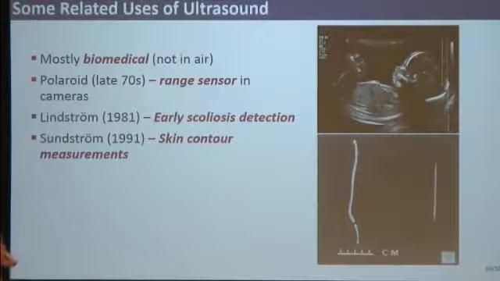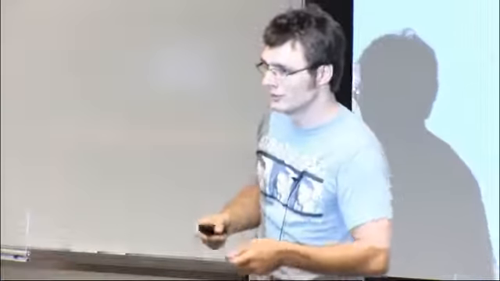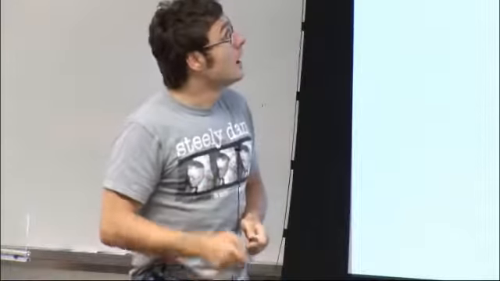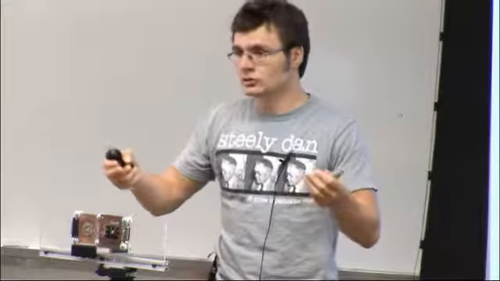Then in the early 90s, they were trying to use ultrasound to measure the skin contour, at slightly higher frequencies. These sensors were always very close to you, so this is not our scenario where we want to image something further apart. More closely related to what we're doing are more recent developments by Moebus and Zubir from 2007, where they use 400 microphones in a synthetic aperture to image objects a meter or 2 meters away from the imaging device.